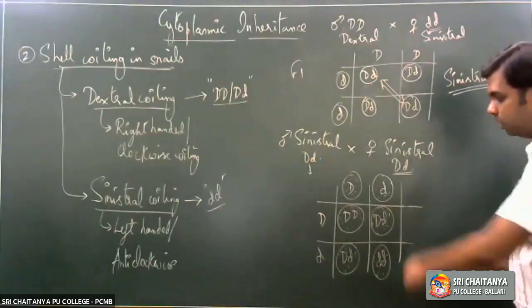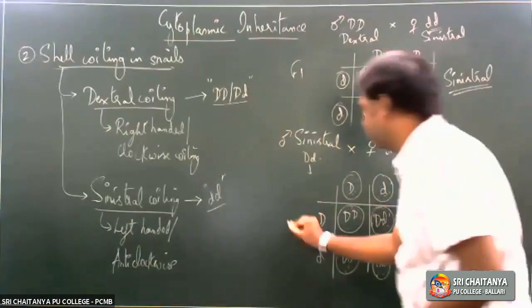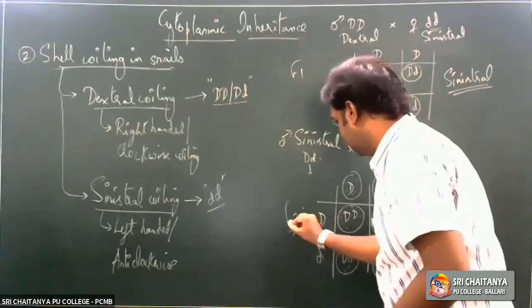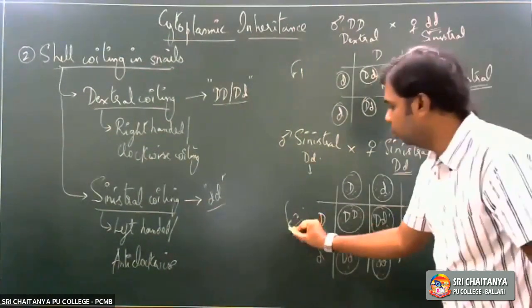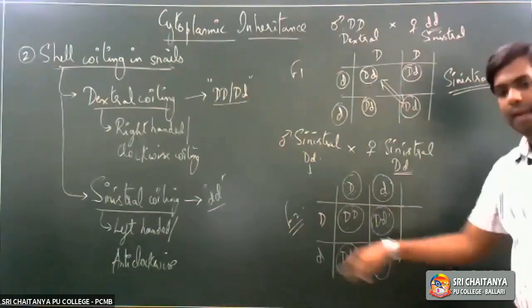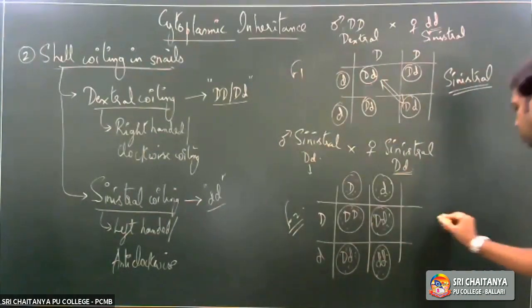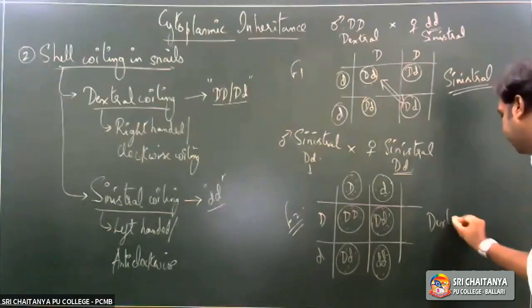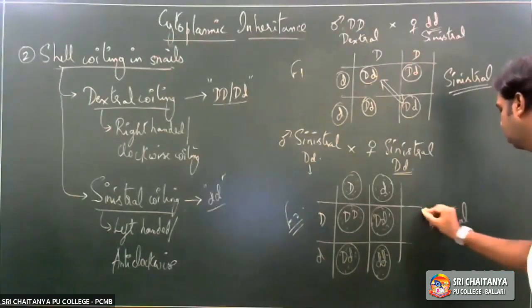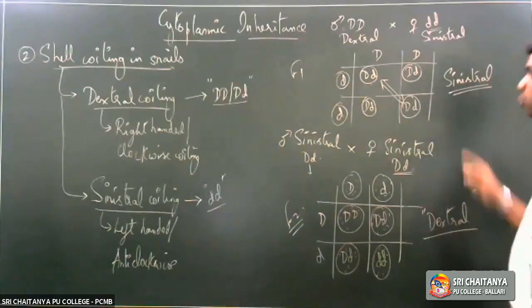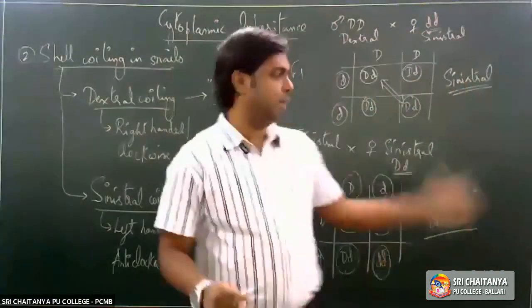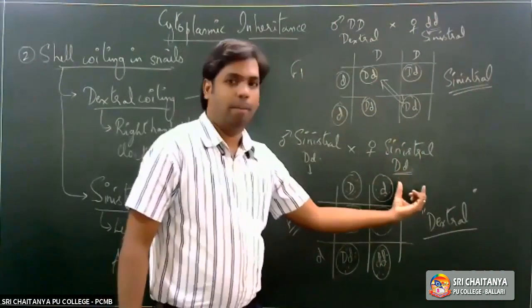So what would be the type of coiling in the F2 progeny? All of the F2 progeny individuals will show dextral coiling. Why do they show dextral coiling? Because the mother had a dominant allele.